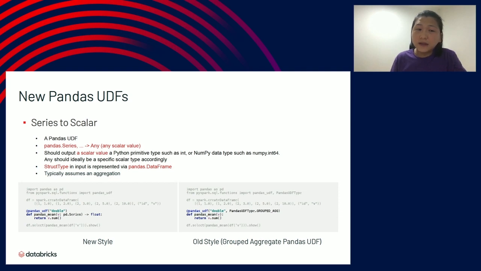The last one is the series to scalar Pandas UDF. This was previously the grouped aggregate Pandas UDF. It expects a series to be aggregated to a scalar value. The scalar value should be a Python primitive type or NumPy data type. The old style of usage on the right side can be converted back to the new style on the left side.